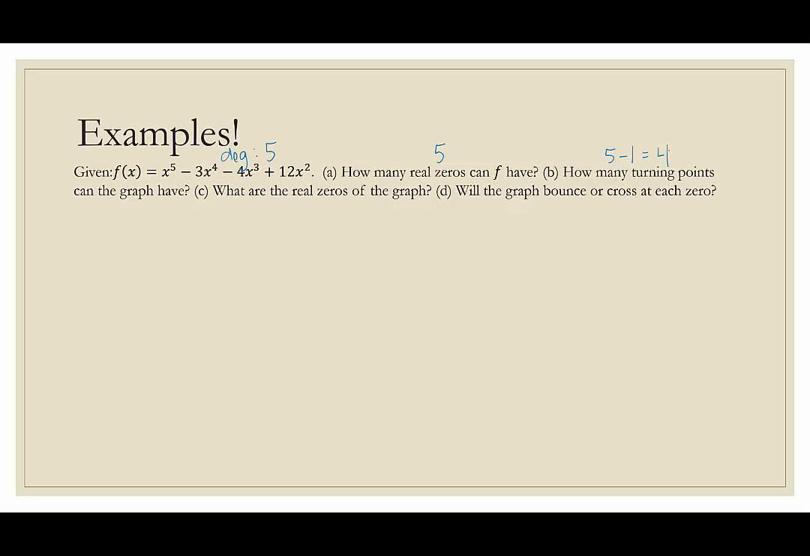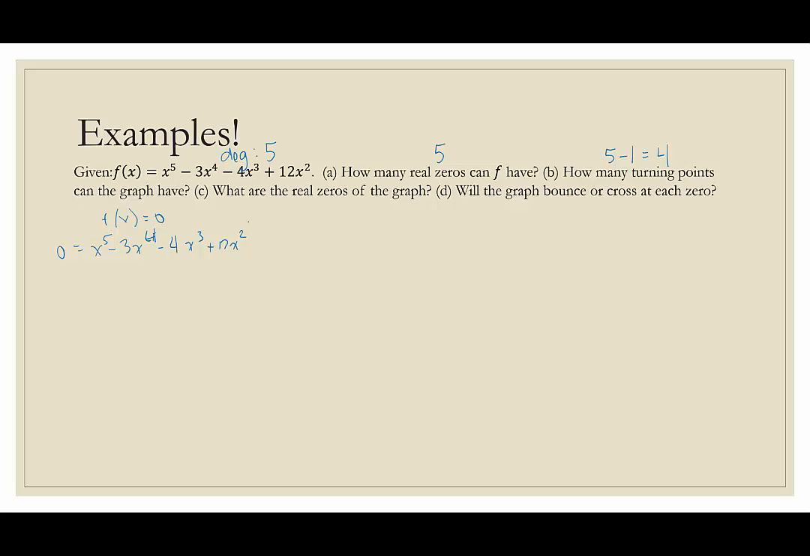Next, we want to answer part C. What are the real zeros of the graph? To do that, we set f of x equal to 0. That would be 0 equals x to the 5th minus 3x to the 4th minus 4x to the 3rd plus 12x squared. The first thing we want to ask ourselves anytime we're factoring is: is there a GCF among the terms? And the answer is yes. All 4 terms have x squared.